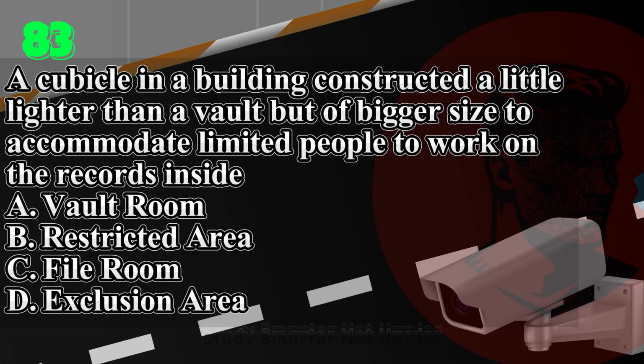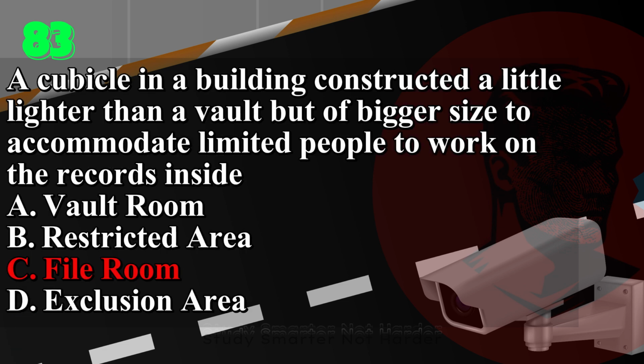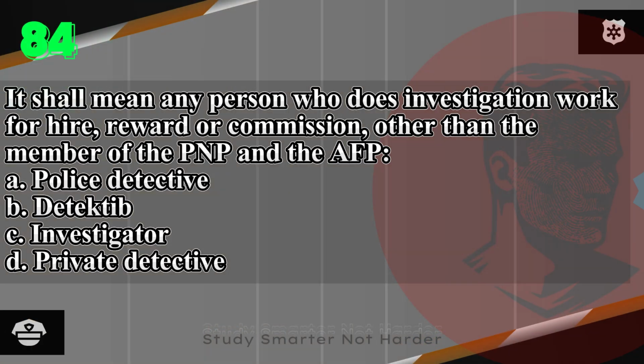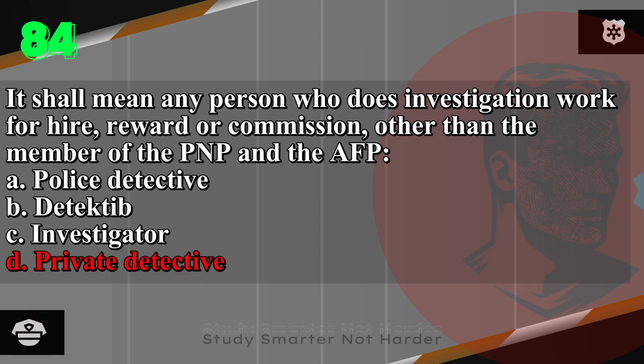83. A cubicle in a building constructed a little lighter than a vault, but of bigger size to accommodate limited people to work on the records inside. A. Vault room. B. Restricted area. C. File room. D. Exclusion area. C. File room. 84. It shall mean any person who does investigation work for hire, reward or commission, other than the member of the PNP and the AFP. A. Police detective. B. Detective. C. Investigator. D. Private detective. D. Private detective.